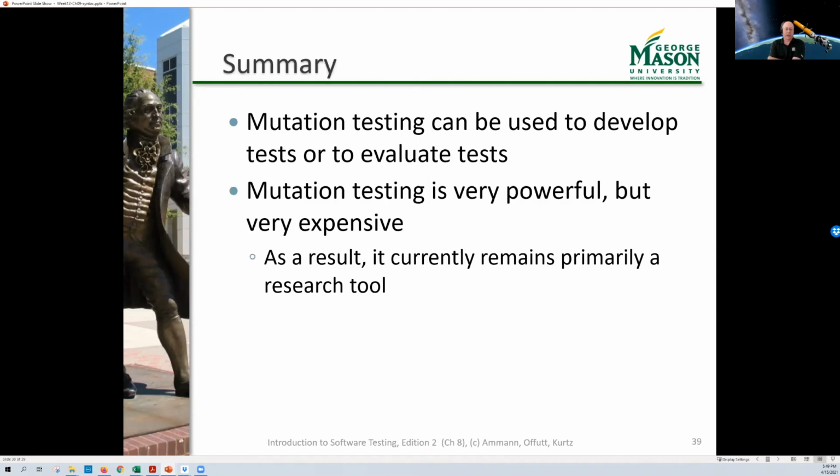So quick summary coming out of this. We can use mutation testing for two different but related things. We can use it to develop sets of tests. We can also use it to evaluate sets of tests. And it occurs to me I didn't really have a slide that talked about how to use it to evaluate sets of tests.